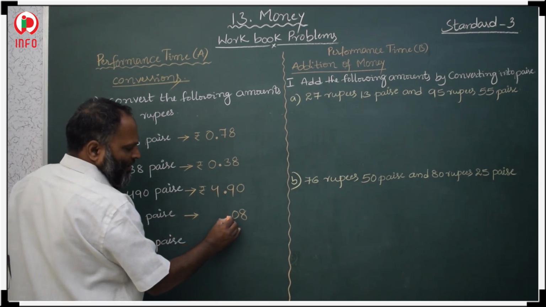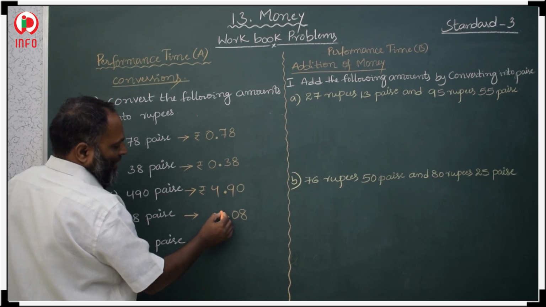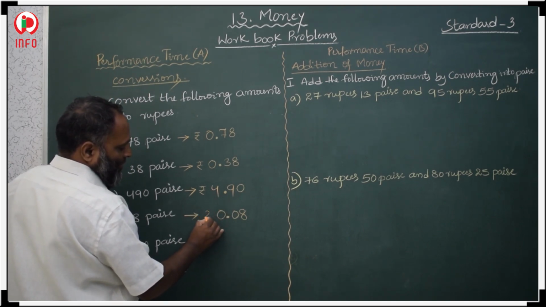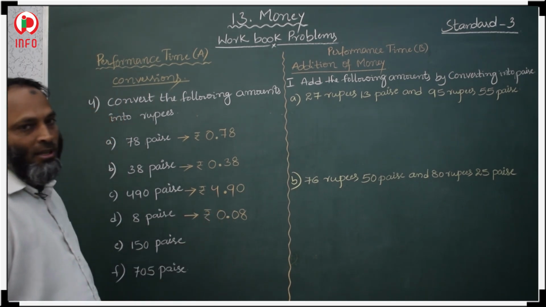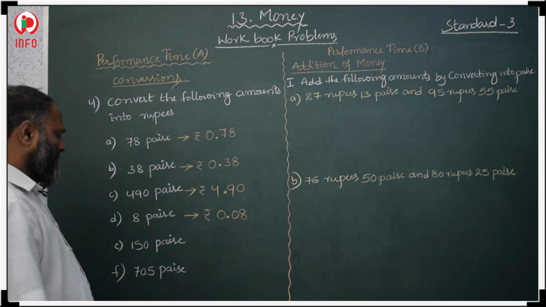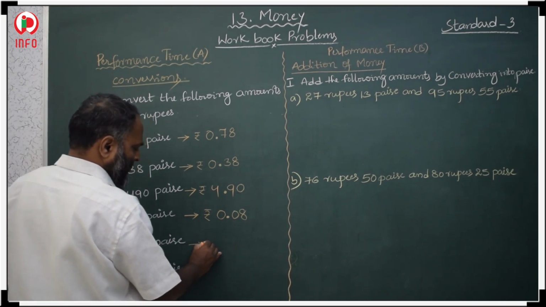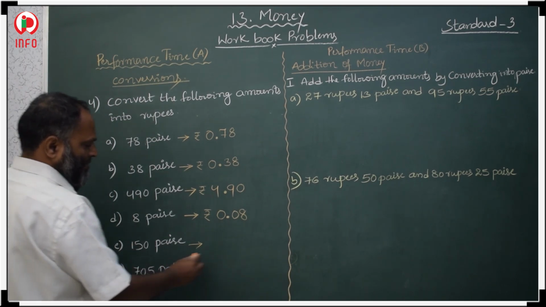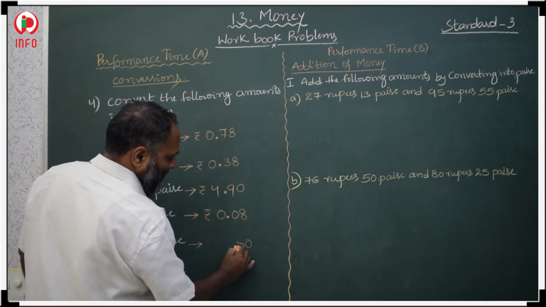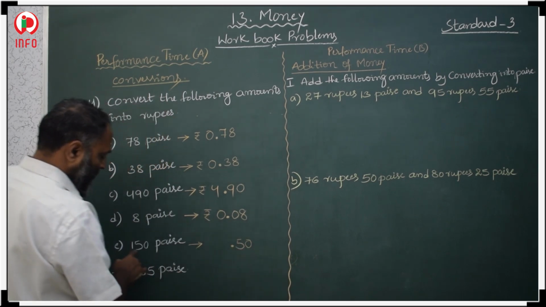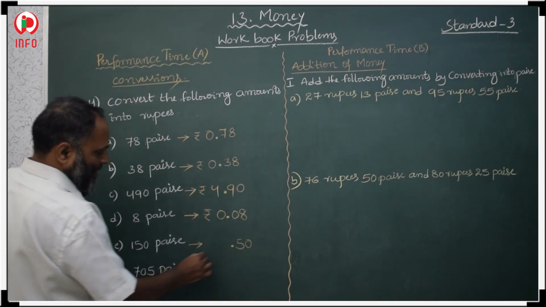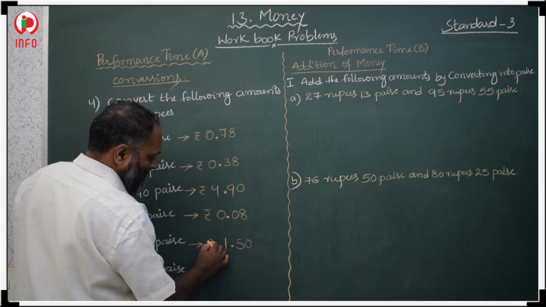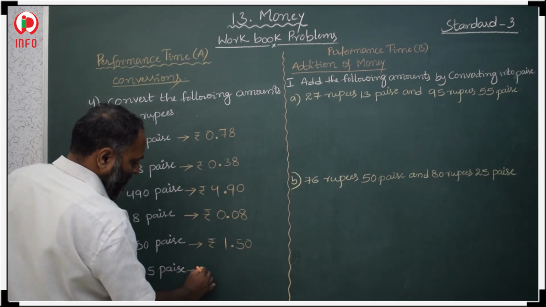So after that, the decimal. After that, again nothing is there, so 0. Rupees 0.08. Now 150 paisa means, after the ones and tens place: ones place is 0, tens place is 5. Keep a decimal and one more digit is there, that is the hundreds digit, that is 1. Rupees 1.50.